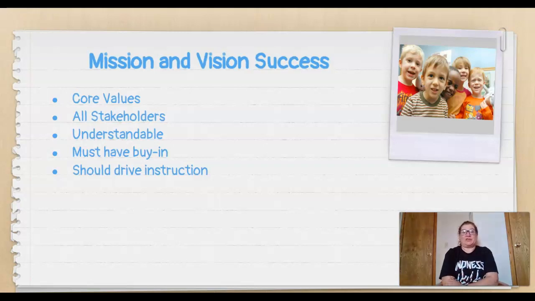In our school in particular, we are a Leader in Me school. So to me, that means we need to make sure our student lighthouse team has a voice, our parent lighthouse team has a voice, not just our regular lighthouse team that encompasses our teacher leaders, but also our staff as a whole. That will get us those core values.